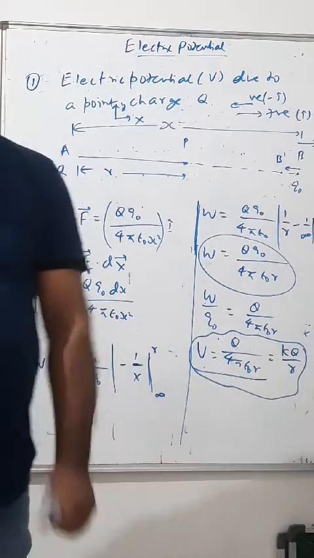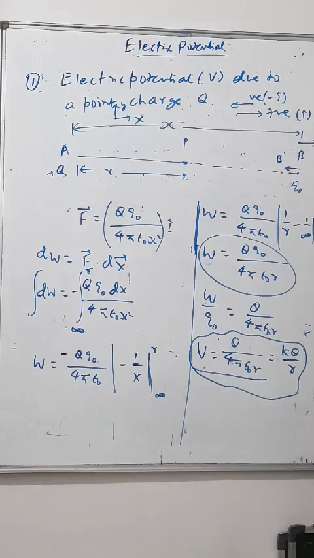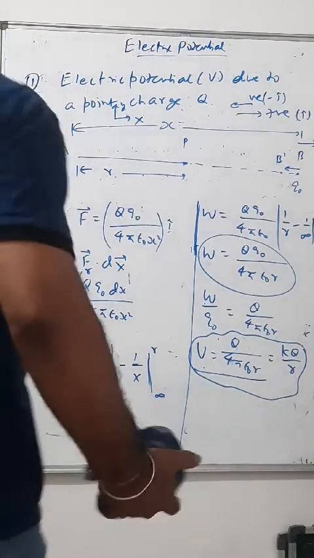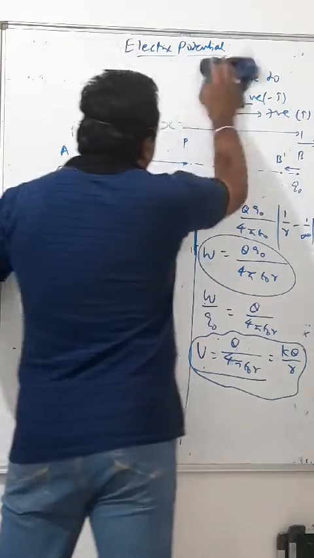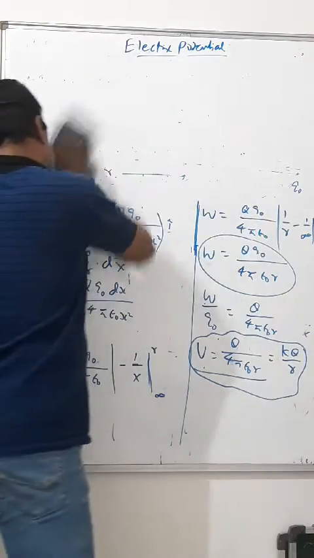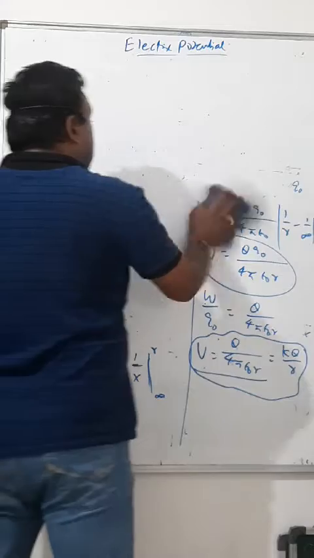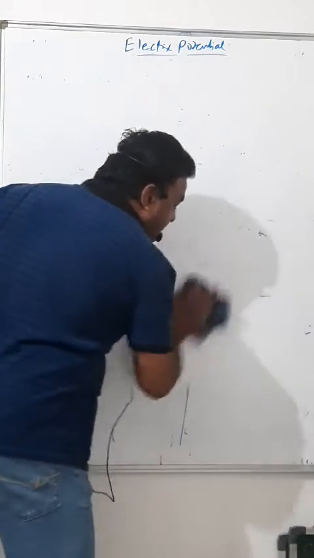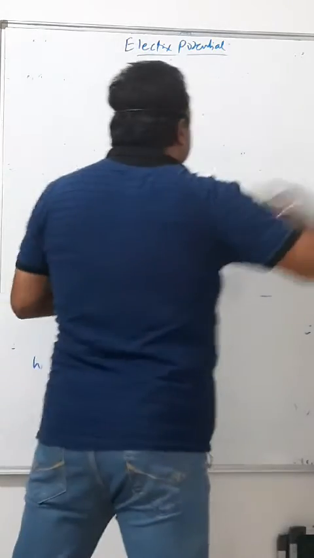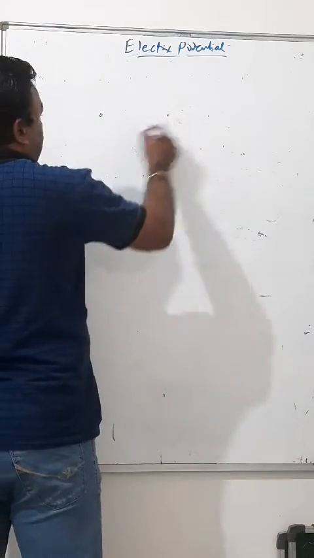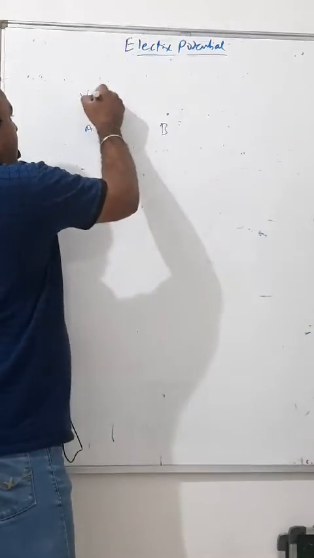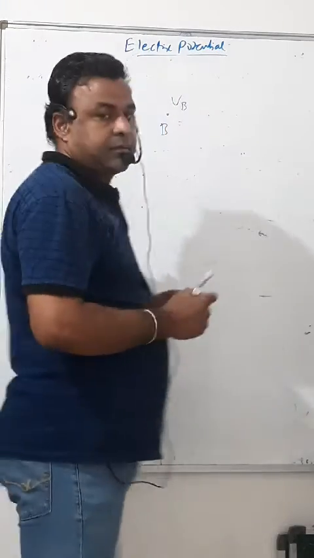Right? In this way, we have the definition of potential. Sometimes students ask me another question, which is related to the potential energy. Well, let me explain it. There are 2 points A and B. Here is potential VA, here is potential VB.